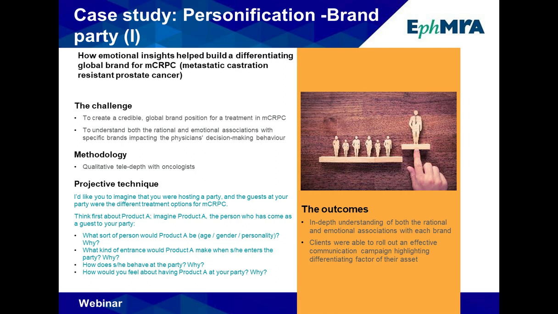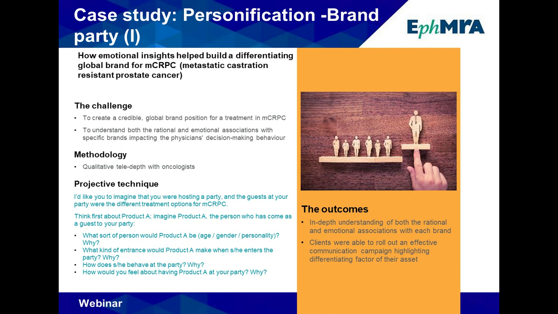And the way we set up a projective technique was this way. So we asked the respondent, I'd like you to imagine that you are hosting a party, and the guests at your party were the different treatment options for mCRPC. Think first about product A. So here you can put the brand that you're interested in. Imagine product A, the person who has come as a guest to your party. What sort of person would product A be?